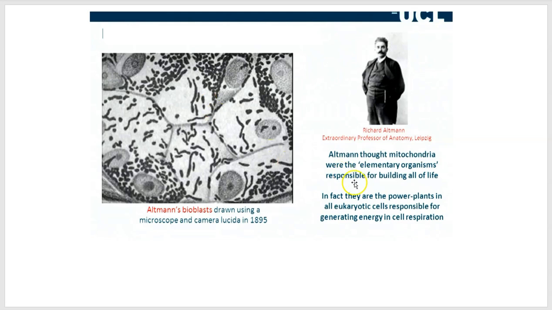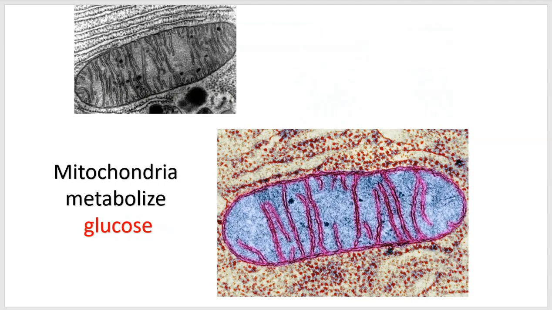Today, we think of them as the power plants of the cell. Mitochondria are where glucose is metabolized to get energy for the cell. The top picture here is an electron microscope picture, a cross-section through a mitochondria. It's got lots of membrane folds in it here, and of course there's all kinds of proteins doing complex chemistry here to break down glucose and package that energy into ATP molecules.